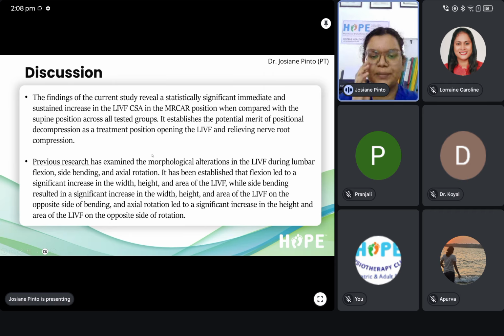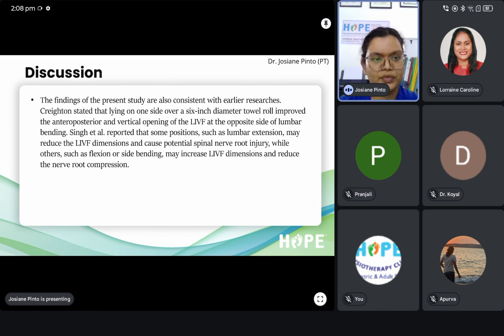Previous research has examined the morphological alterations in the LIVF during lumbar flexion, side bending and axial rotation. It has been established that flexion led to a significant increase in width, height and area of the LIVF, while side bending resulted in a significant increase in the width, height and area of the LIVF on the opposite side of bending, and axial rotation led to a significant increase in the height and area of the LIVF on the opposite side of rotation. The findings of the present study are also consistent with this earlier research.